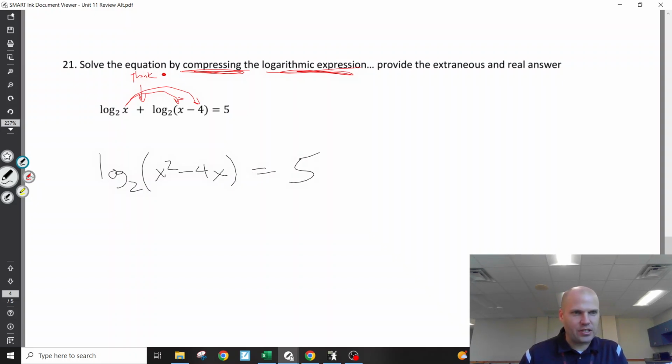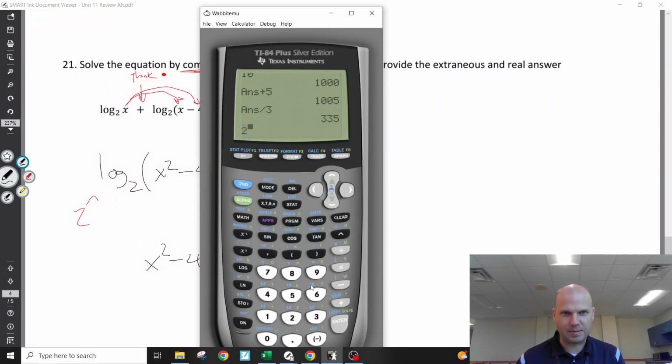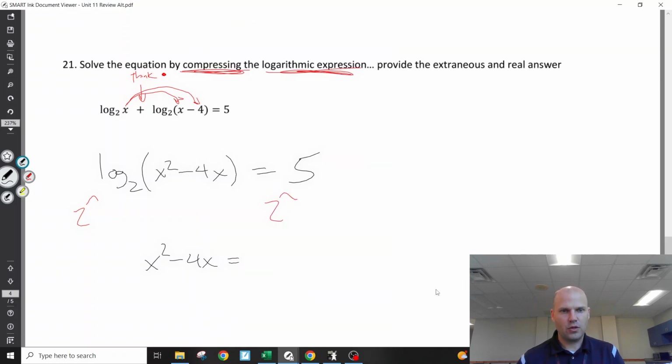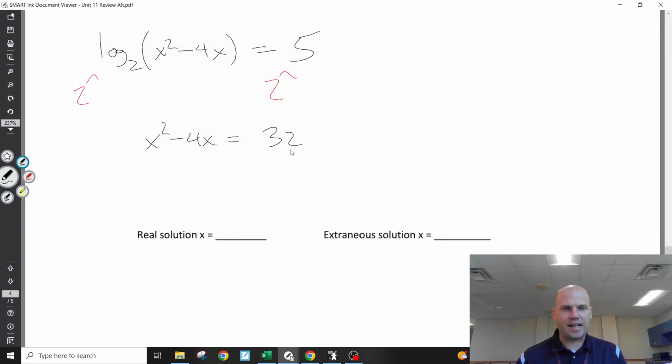I see a log base 2. I need to get rid of it. 2 to the power will get rid of a log base 2. Exponents get rid of logs, giving me x squared minus 4x equals 2 to the 5th. 2 to the 5th is 32. This has x squareds and x's. The only way to solve this equation is to bring everything onto one side by subtracting 32.